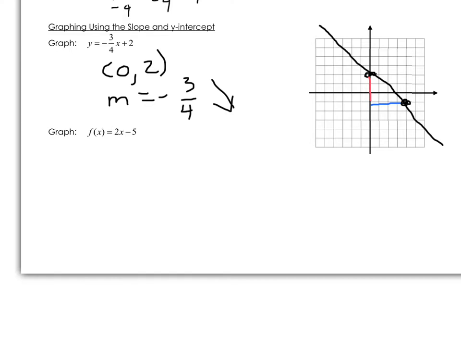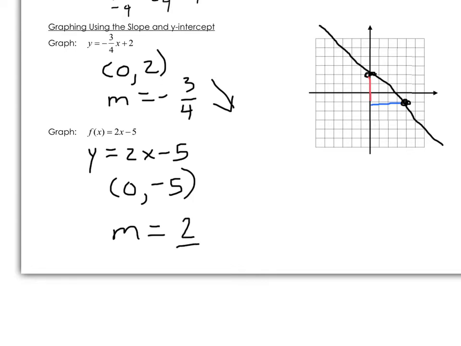Let's do this second example problem. We have f of x equals 2x minus 5. That's the same thing as saying y equals 2x minus 5. It's just using our function notation. We'll begin our graph with our y-intercept, which is the point (0, -5), and then we will use our slope, which is 2. We'll think of that as 2 over 1.